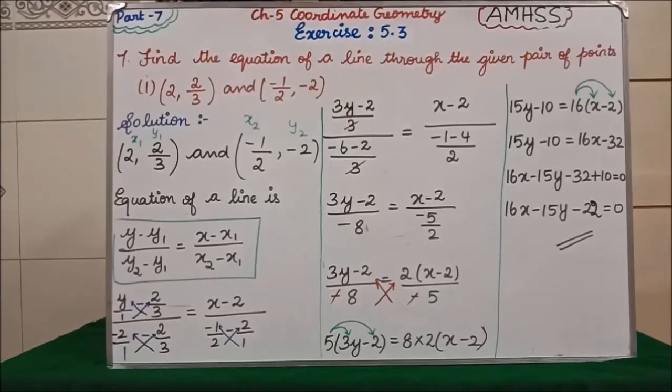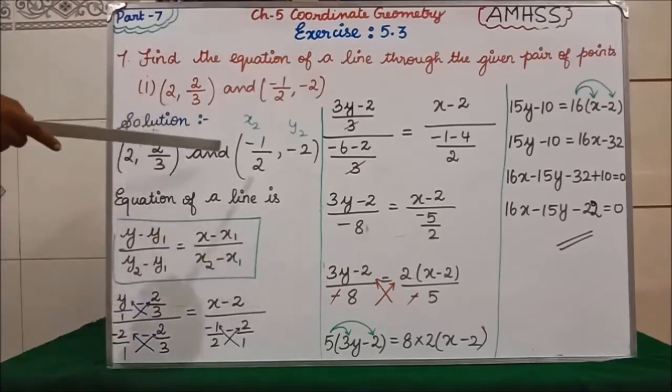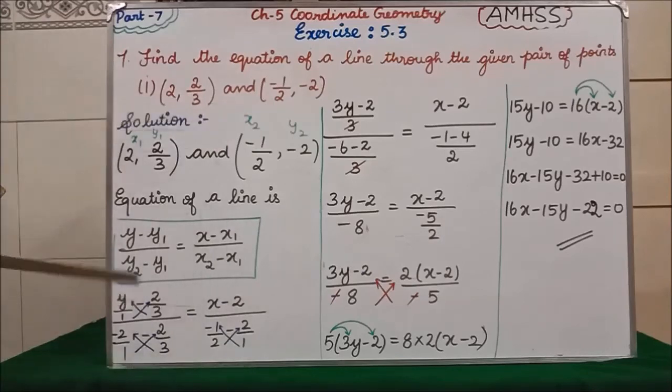Find the equation of a line through the pair of points. They have given 2 points and they are asking to frame the equation of a line. For that, what is the formula? y minus y1 divided by y2 minus y1 equals x minus x1 divided by x2 minus x1. This is our x1, this is our y1, x2, and that is our y2. We are going to just substitute the values.